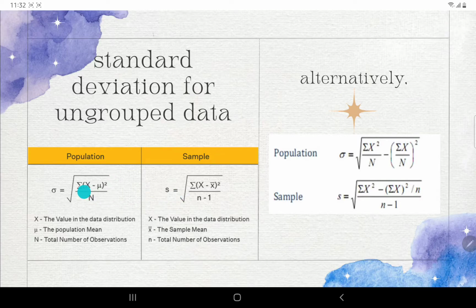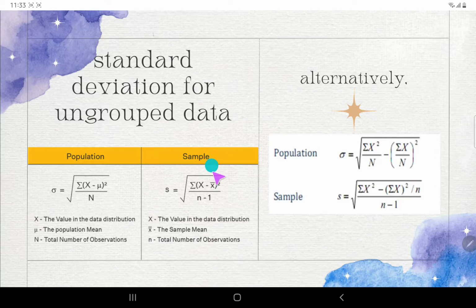You can see here these two formulas are different. For population, we need to sum up the value of the data distribution minus the population mean, squared, total up, and divide by n, where n is the total number of observations, and then square root them.